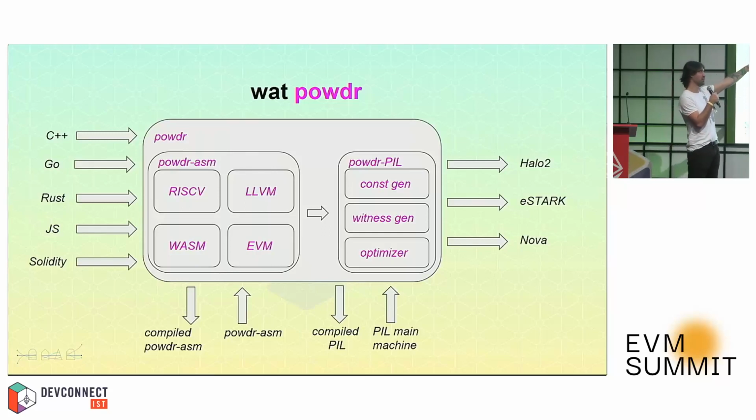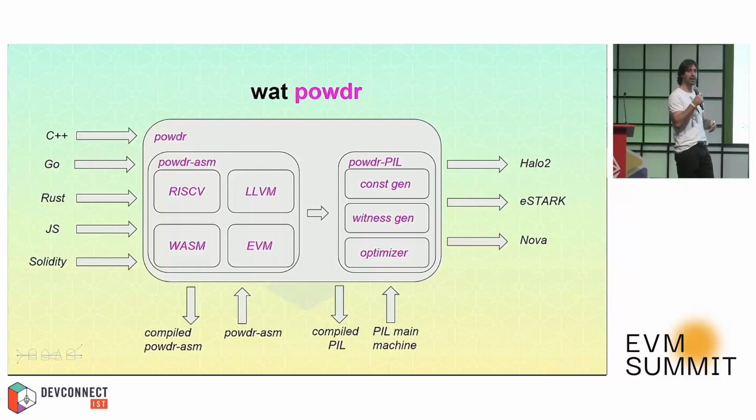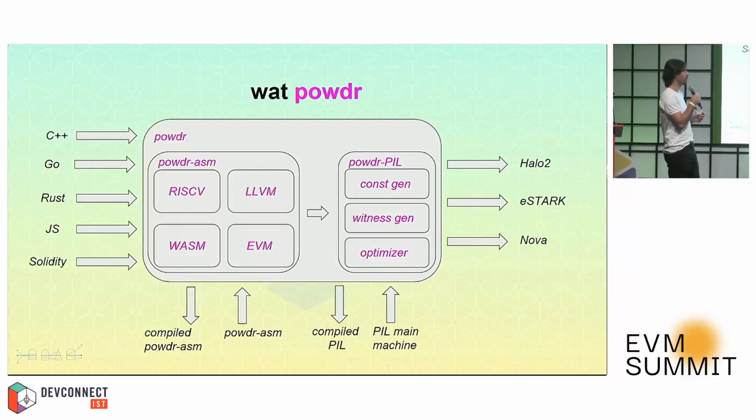PIL stands for Polynomial Data Language. It was invented by Jordi right there from Polygon. Basically, we took PIL and we changed it to fit our needs. The PIL layer is basically a constraint language that is closer to the proof systems, and it's just constraints. There's no notion of program anymore. And here's where we do all the witness generation, some more optimizations. At that point, you basically pick a backend, and then you just kind of further compile to that backend, and you get your zk proofs, basically.